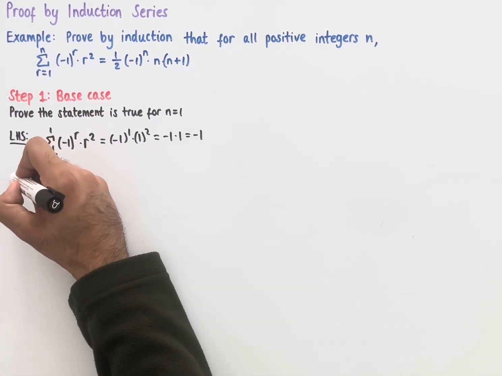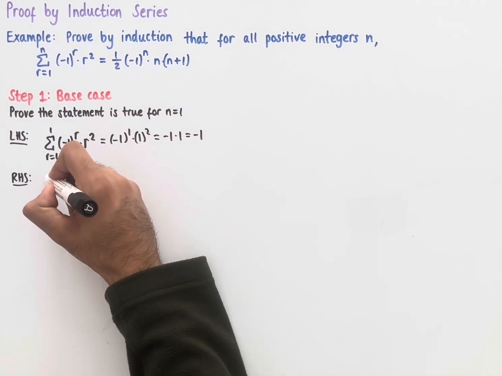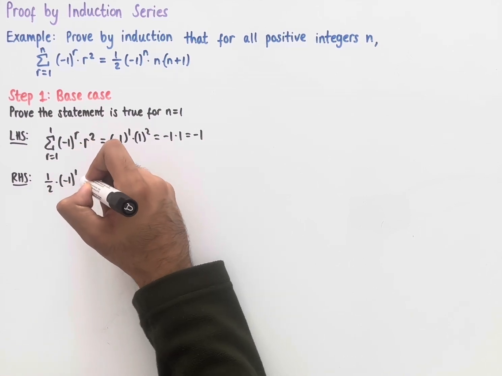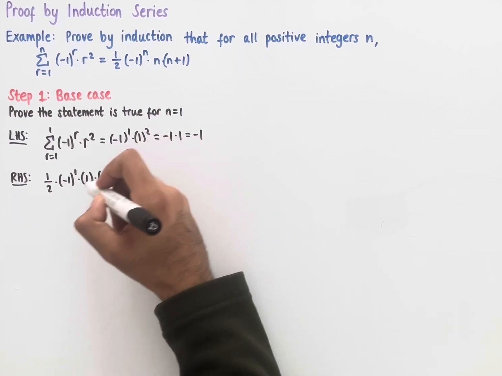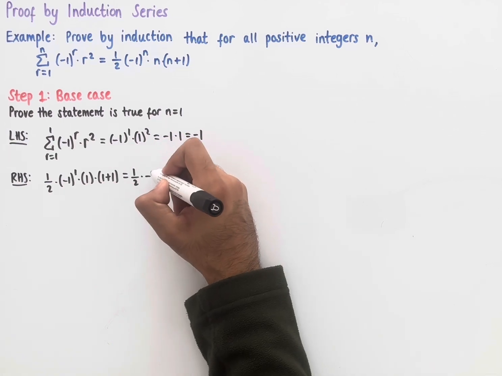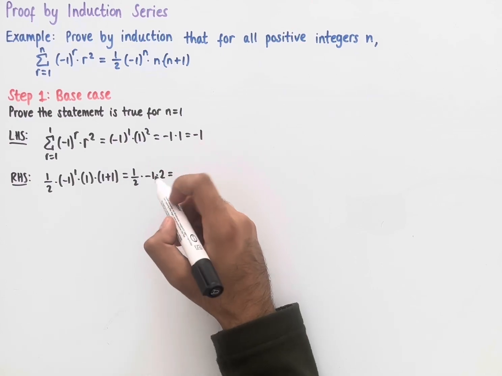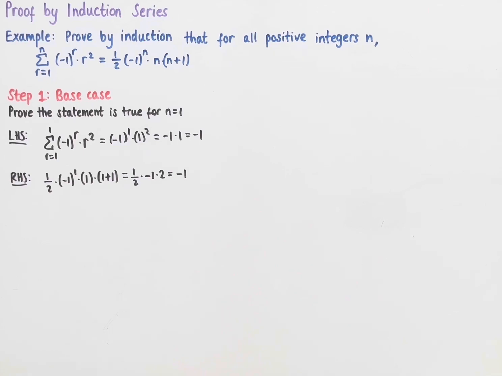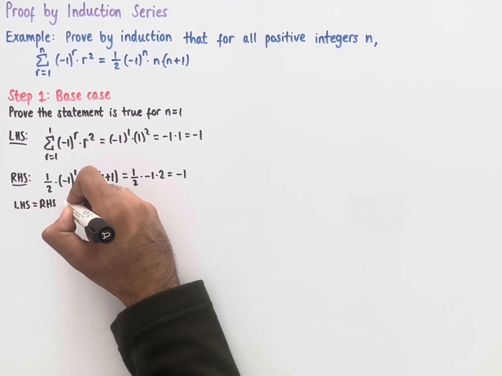Now doing the same thing on the right hand side, if we substitute n equals 1 into this expression, we end up with a half times (-1)^1 times (1 plus 1). Simplifying this, (-1)^1 is minus 1, 1 plus 1 is 2, and 2 times 1 is equal to 2. If we work this out, 2 times a half is equal to 1, and 1 times minus 1 is equal to minus 1. So since the left hand side equals the right hand side, the statement is true for n equals 1.